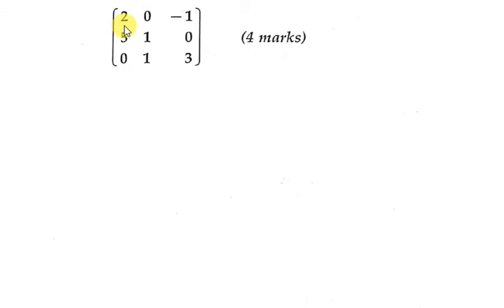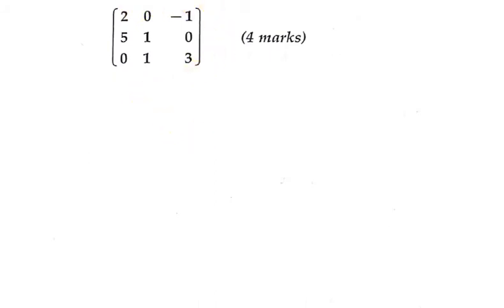So 2 has position first row first column, that is 1, 1. 0 has position first row second column, that is 1, 2. Minus 1 has position first row third column, that is 1, 3. Similarly, 5 has position 2, 1. 1 has position 2, 2. And 0 has position 2, 3. 0 has position 3, 1. This 1 has position 3, 2. This 3 has position 3, 3. So first be clear about all the positions of this matrix.